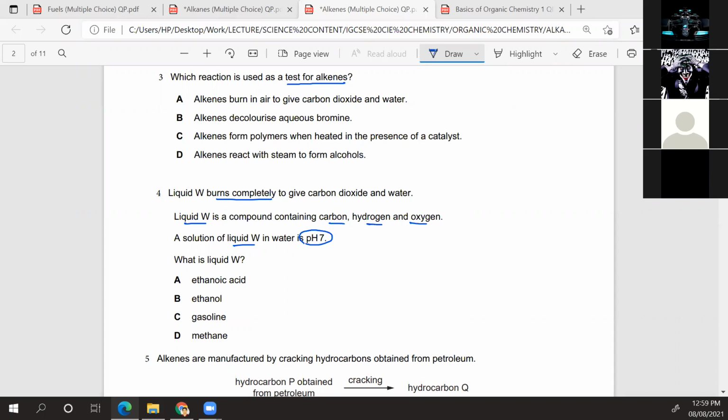So the test for alkenes has to be with bromine water, decolorization of aqueous bromine. If you are unable to answer these questions, the only reason is because you have not revised the notes. If you are thinking that if you sit for 1 hour in the class and then meet me after 4-5 days you will recollect everything, it is not going to be possible. Organic chemistry is a very volatile chapter.